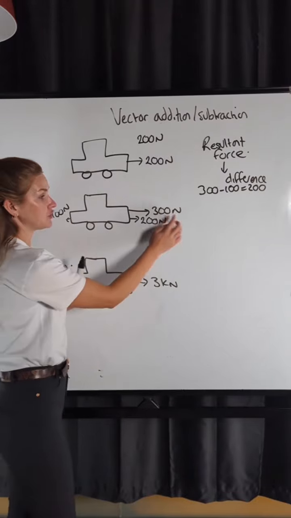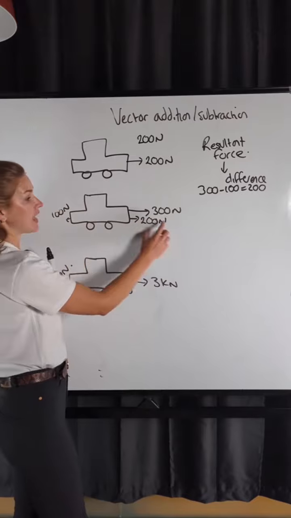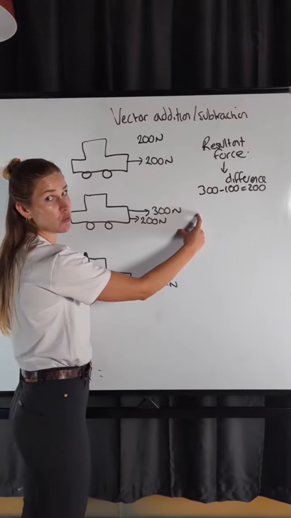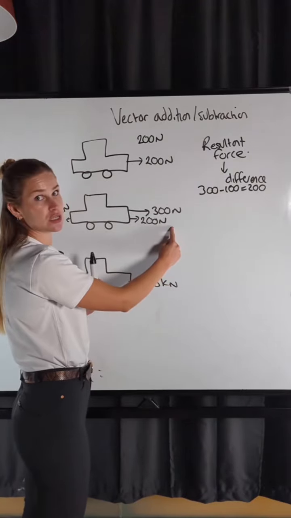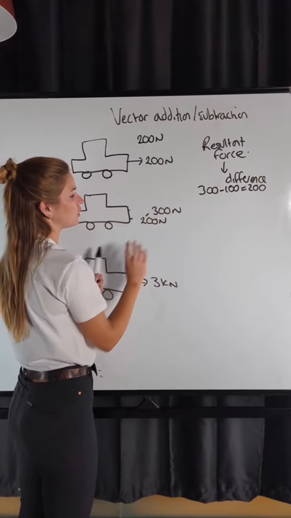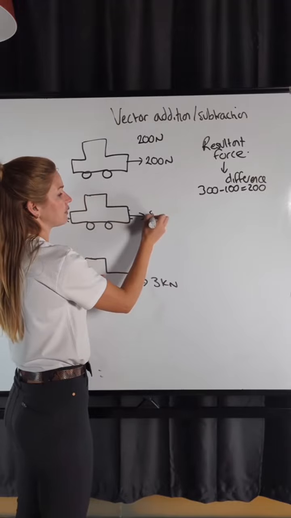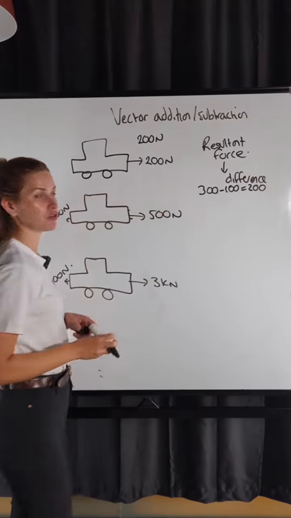This one, 300 newtons going forward, 200 newtons going forward, 100 going backwards. So again, I've got two people maybe trying to pull this car forward with 300 and 200 newtons. So rather than have two people, I can just say I've got one person pulling it together of 300 plus 200, which is my 500 newtons. That's the total force pulling it forward.